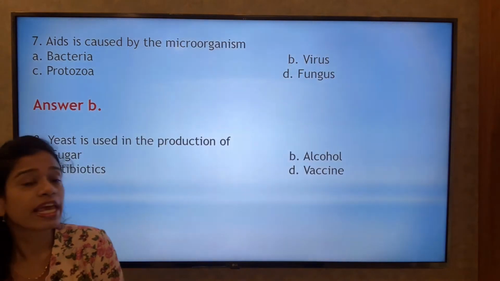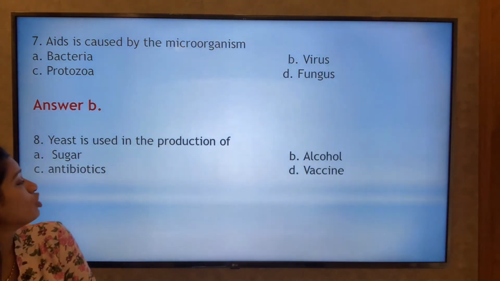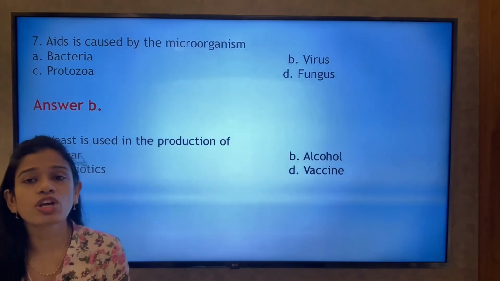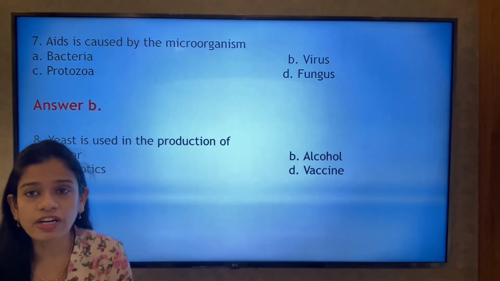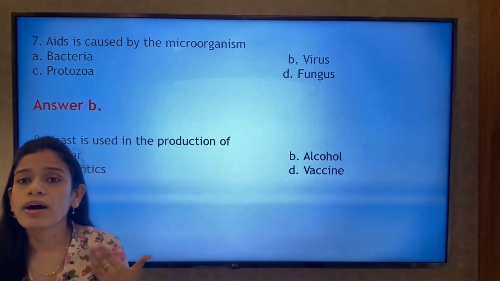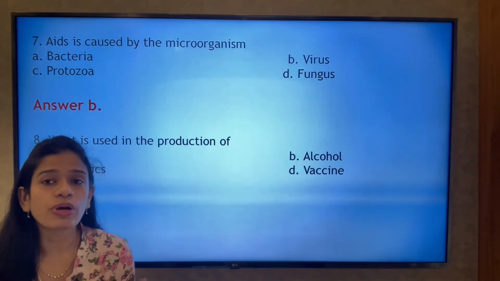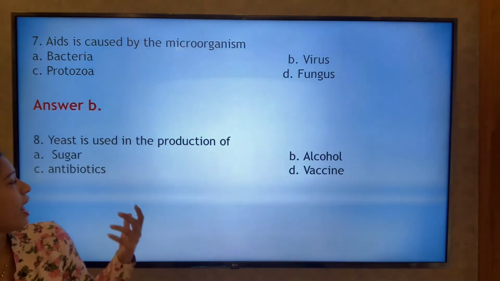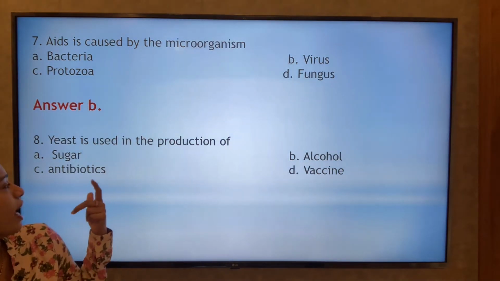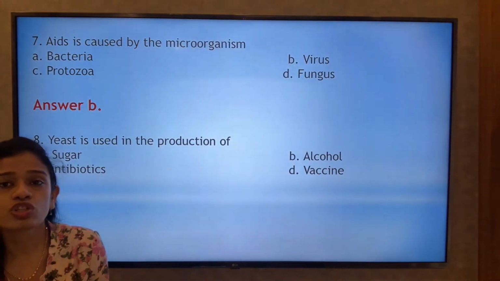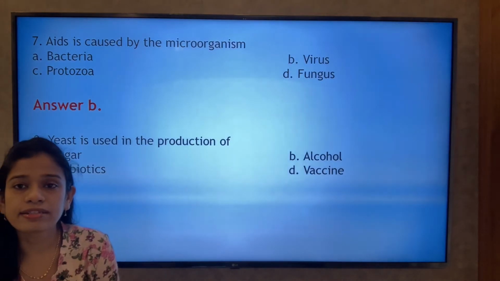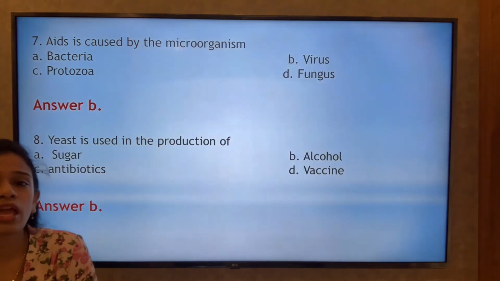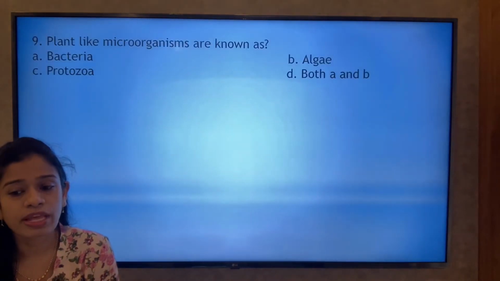Next question, yeast is used in the production of sugar, alcohol, antibiotics or vaccine. So yeast, we all know, is another kind of fungus which is a friend for us. It is not a foe, it is a friend for us. It helps in the production of sugar, alcohol, antibiotics or vaccine. So the correct answer is B, that is, it helps in the production of alcohol. Let's move on to the next question.